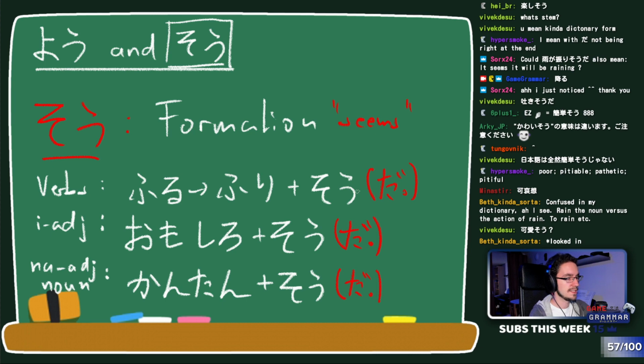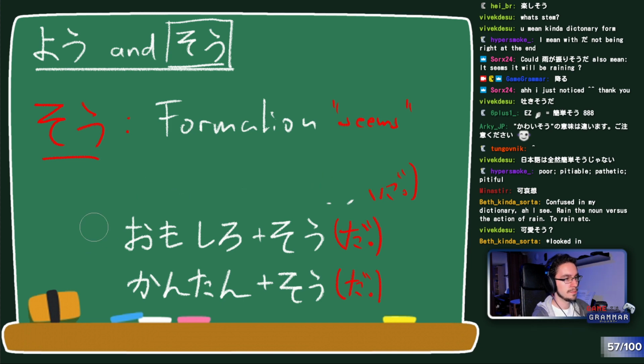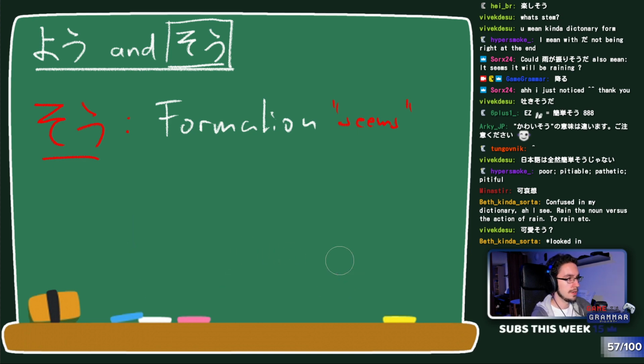Alright, so that's that. Now, one thing to note is that there's two ways of doing negatives. For the negatives, let's get rid of this. That's all you need to know for how to form it grammatically. With this knowledge, you can attach so to any word to make a sentence, like 面白そう, seems interesting or fun, or 降りそう, seems like it will rain, and 簡単そう, right?